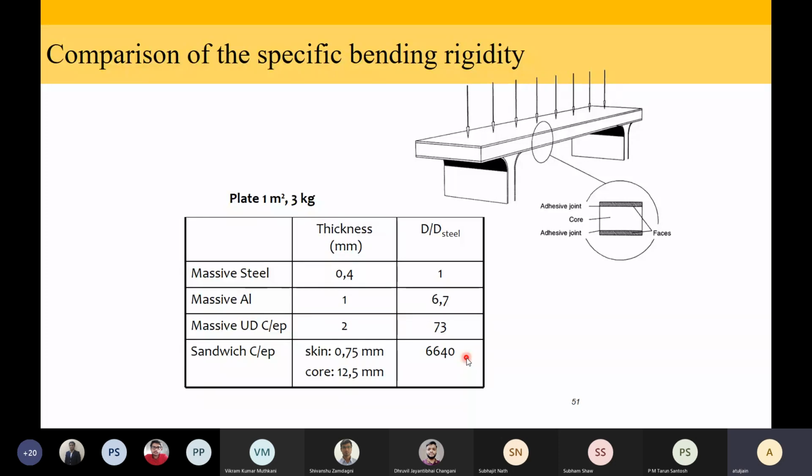I think this is specific D by D steel. So we are also factoring the stiffness density. Like for 1 meter cube of plate of massive steel is 3 kilogram, and then I'm doing D by D steel divided by density, I will get it to be 1. But if I use carbon fiber epoxy and make a sandwich material, I can get the specific bending rigidity 6640 times more than that of steel.